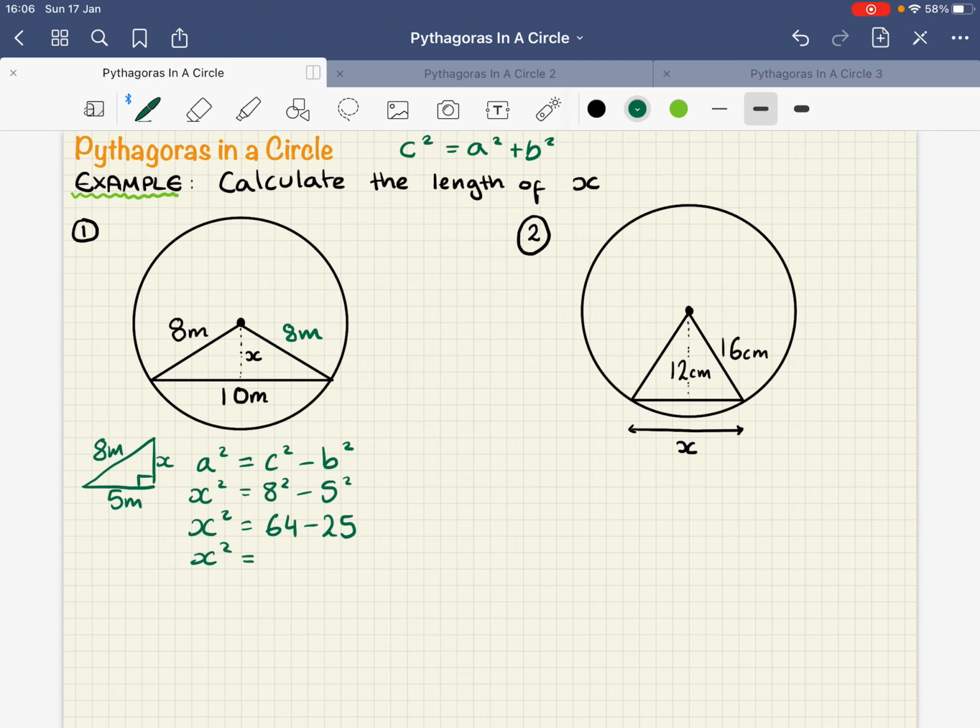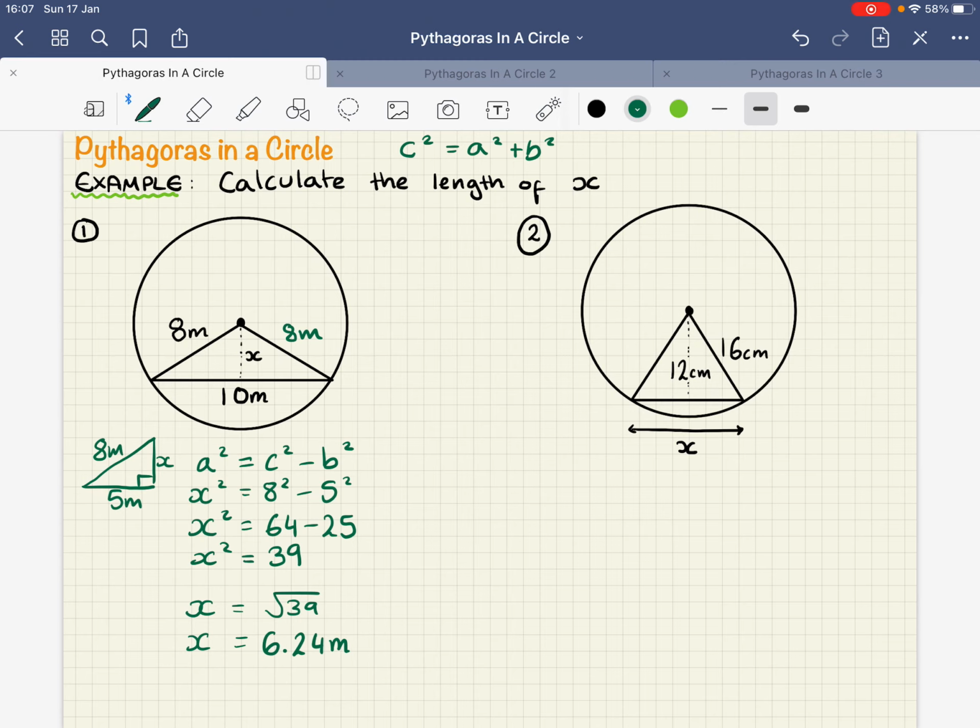So that means x squared is going to be 39. And then, remember when we want to find x, we just square root it. So square root of 39, so x equals 6.24, and that's if I was to write it to 2 decimal places. So 6.24 meters.